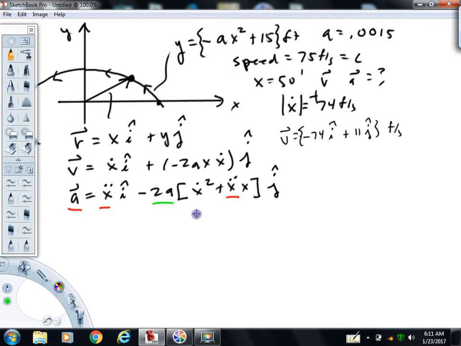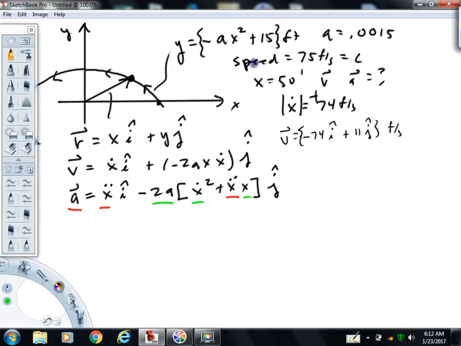So x dot, and let me do in the green the things that are known. So these are just constants. x dot is a known value. We've got that somewhere previously. And x is a known value. So this equation has two unknowns, x double dot and the net acceleration vector. So we're going to need another equation to solve it for sure.